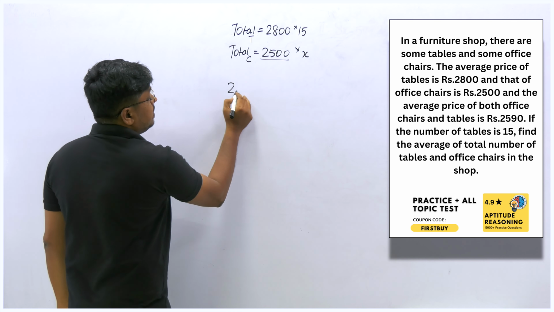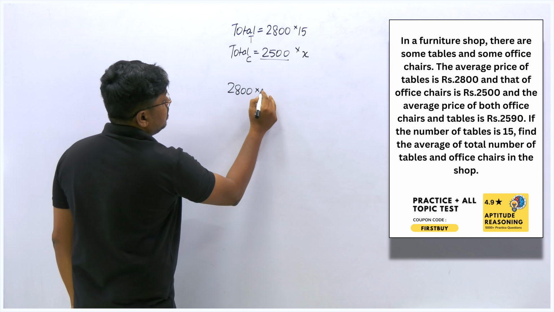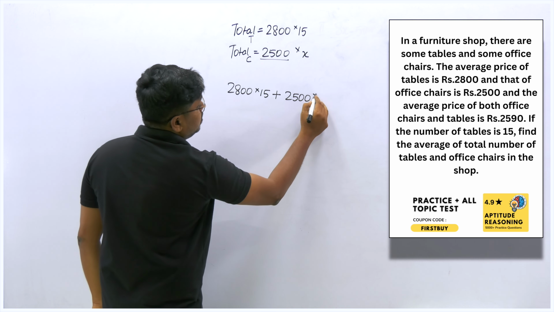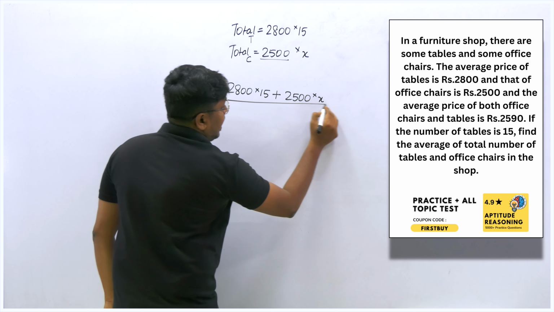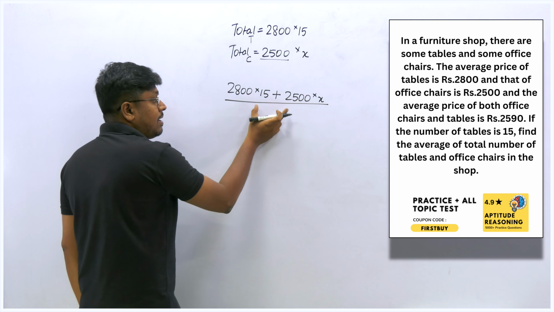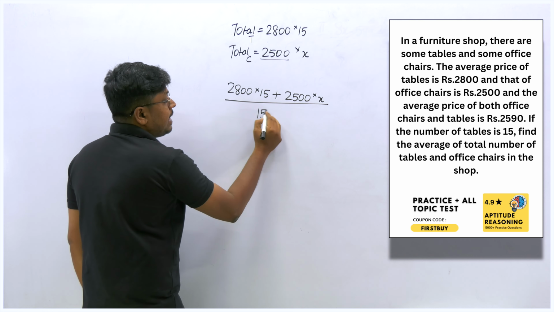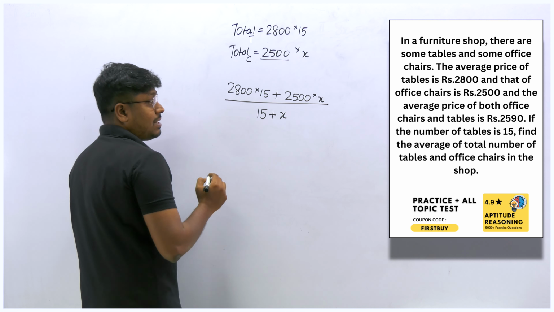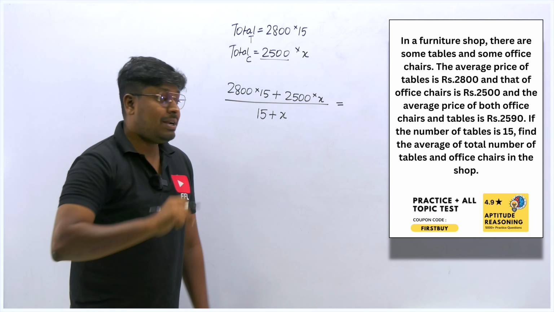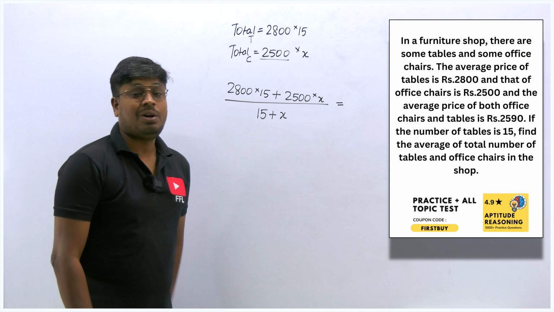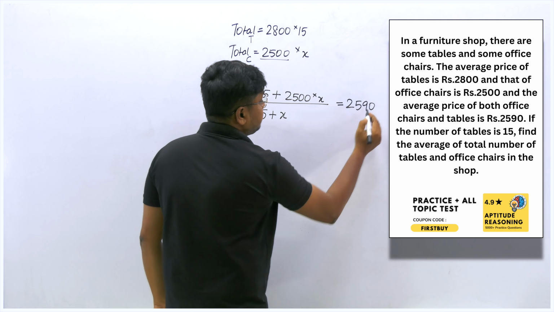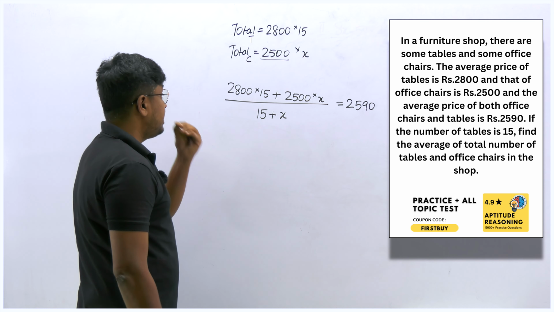So now we can say 2800 into 15 plus 2500 into X, divided by the total number, 15 tables plus we don't know how many chairs, X. The resultant average of the tables and the chairs has been given, which is 2590. So 2590 equals that. Now we can solve this.